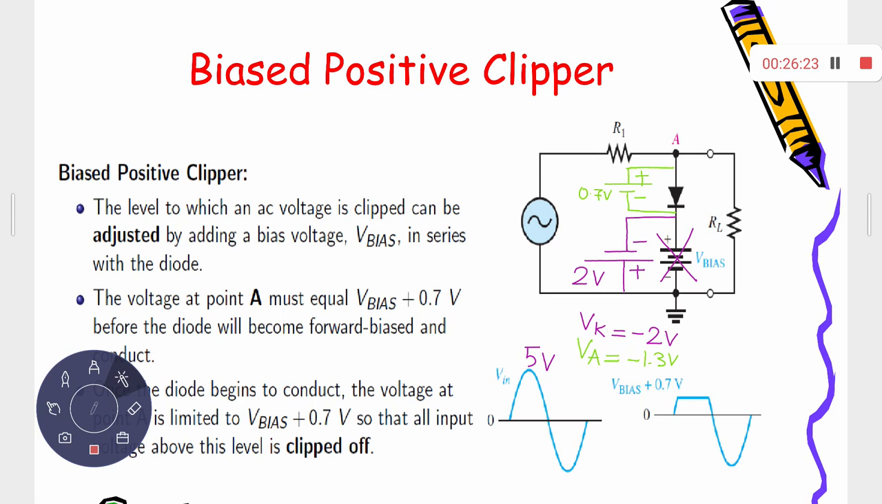If the diode is off, what will be the output? Exactly the same as the input, because if the diode is off, you can just neglect this part. Then what will the wave shape look like? Same as before. In the positive half cycle, the diode is on, so the output is constant at minus 1.3. And the negative cycle follows the input. Something like that.